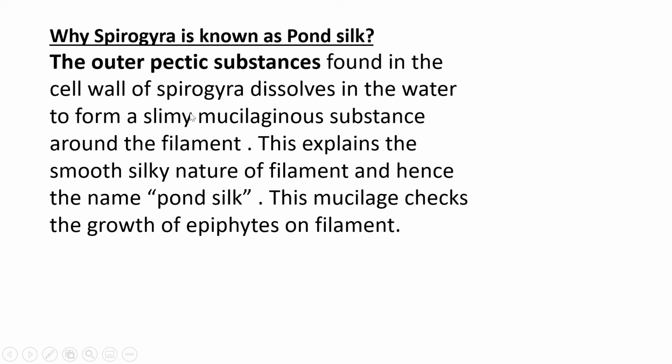Then we will see why Spirogyra is known as pond silk. The outer pectic substances in the cell wall of Spirogyra dissolve in the water to form a slimy mucilaginous substance around the filament. This explains the smooth silky nature of the filament and hence the name pond silk. This mucilage checks the growth of epiphytes on the filament.